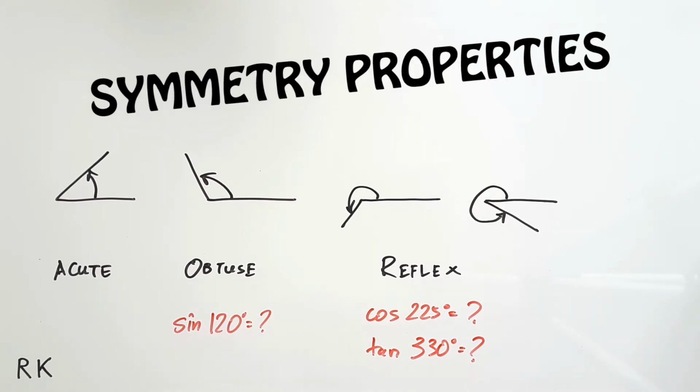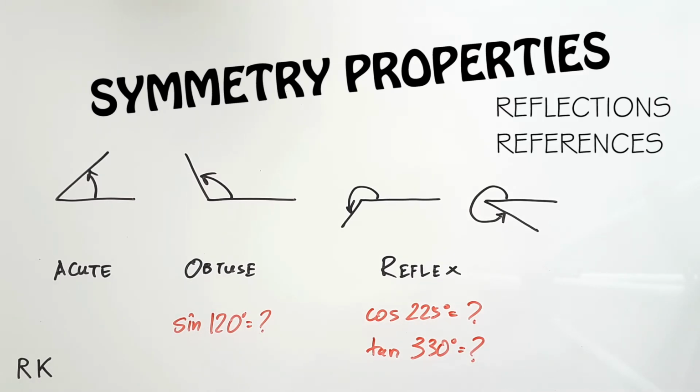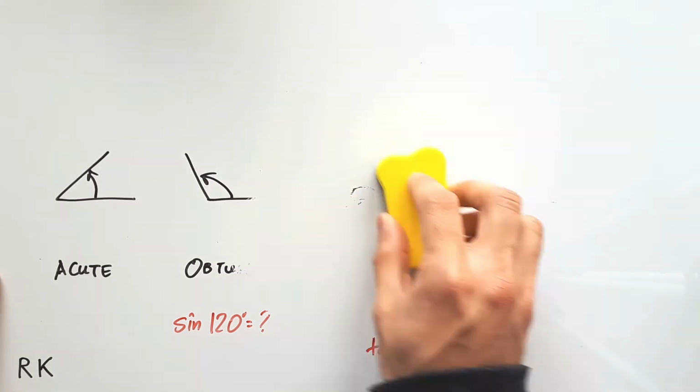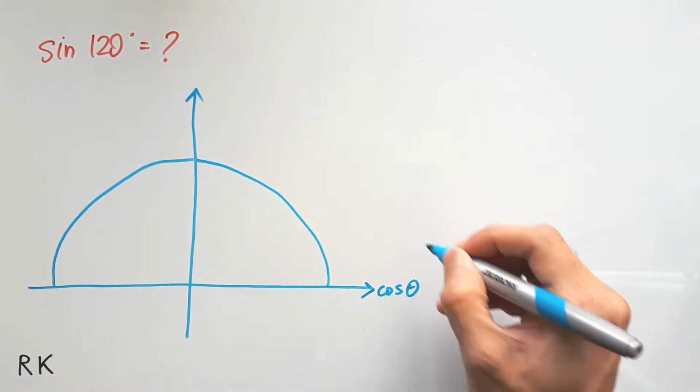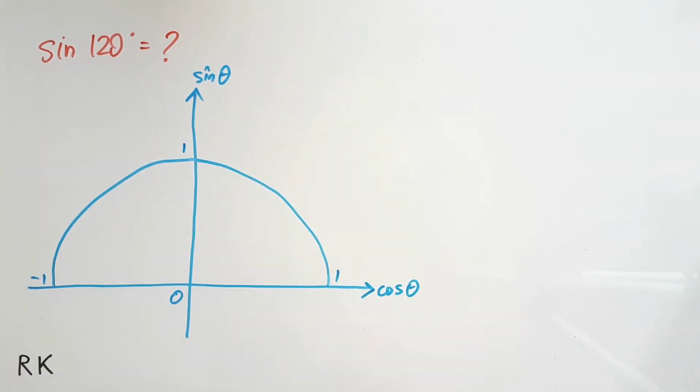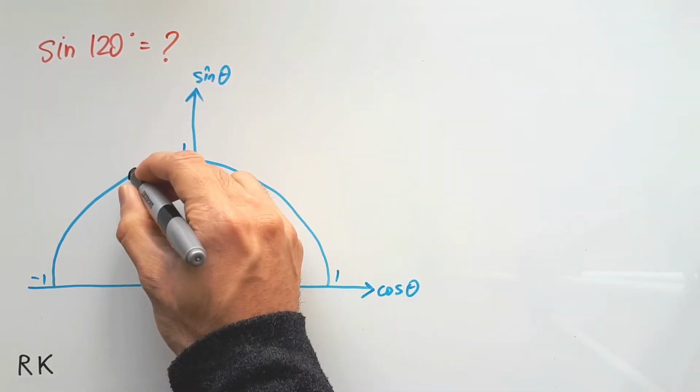We need symmetry properties. Symmetry has something to do with reflections and references. Let's see this in action as we work out sine 120. Just taking the top half of the unit circle, acute angles will be in the first quadrant, while obtuse angles will be in the second quadrant. So the point made by 120 degrees will be around here.